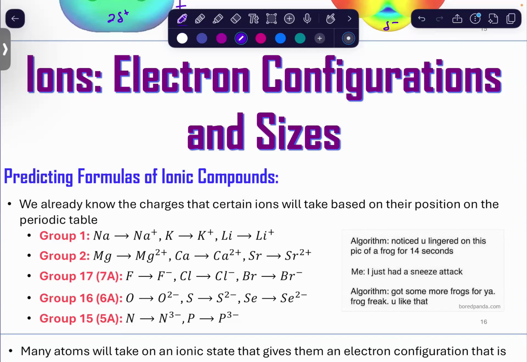So you remember group 1 is a common charge of +1, group 2 is a common charge of +2, 17 is a common charge of -1, 16 is a common charge of -2, and 15 is a common charge of -3. Now, you'll notice in group 15, we only have the 2 atoms there.